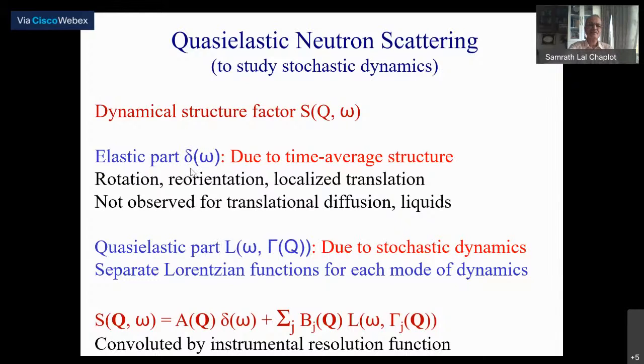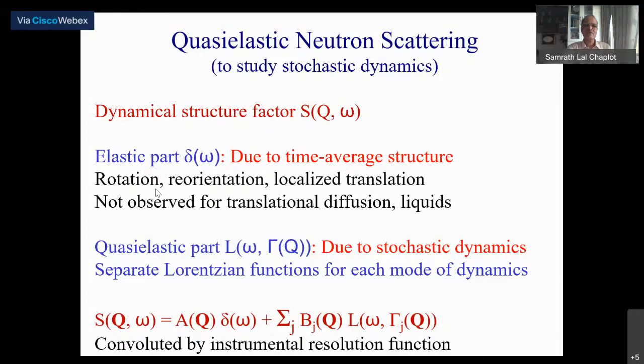So the time average structure is what gives you the elastic scattering. Rather, the wave vector dependence of the elastic part is related to the details of the time average structure. So the intensity of this part of the dynamical structure factor is what gives you the information about the geometry of the time average structure. Now, this time average structure has a lot of meaning. In a typical crystal structure, the time average structure is just your periodic structure that you're trying to find out. If it's not a crystal structure, let's say an amorphous structure, then also you have a time average structure at ordinary times of the order of a few seconds to a few days. The amorphous structure is more or less invariant.